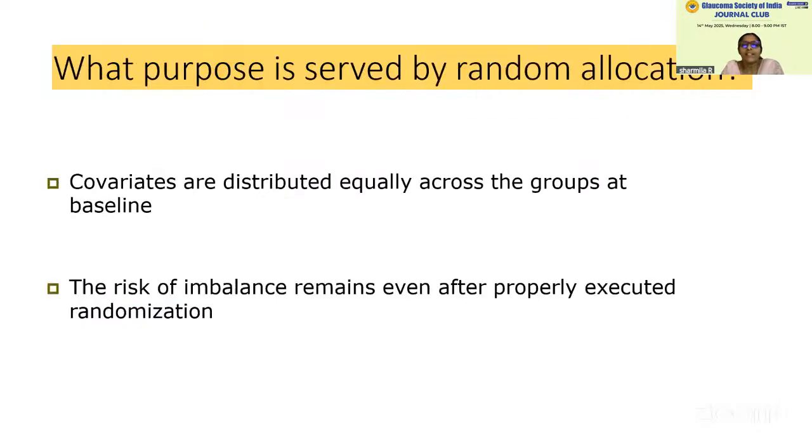And what purpose is served by this random allocation? If you look at these randomized control trials, you have to select a group wherein the covariates are distributed equally across the groups at baseline, which is nothing but the group that you're choosing, and you're trying to put them into either an intervention or placebo. Both of them should have an equal chance of going into either arm, either an intervention arm or a placebo arm, and all of their baseline characteristics should be matched. So that is what is important. And the risk of imbalance remains even after properly executed randomization.